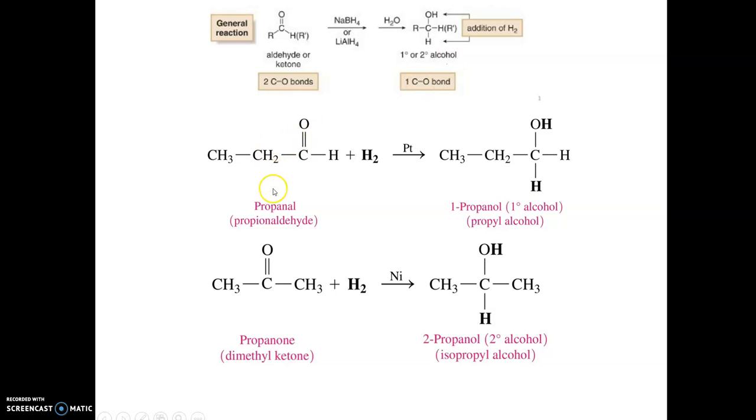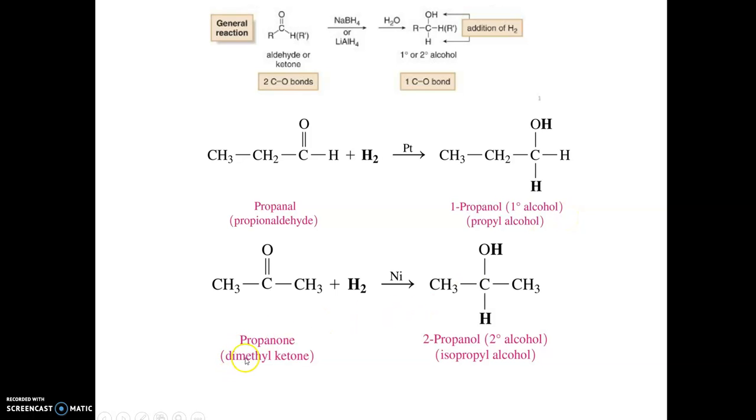So let us take an example of an aldehyde, propanal. As I said, there is an addition of hydrogen in the reduction process. One hydrogen is added to the oxygen and the other to the carbon carrying the functional group, and I get the primary alcohol in the case of an aldehyde. So propanal upon reduction gives propyl alcohol or 1-propanol, which is a primary alcohol.